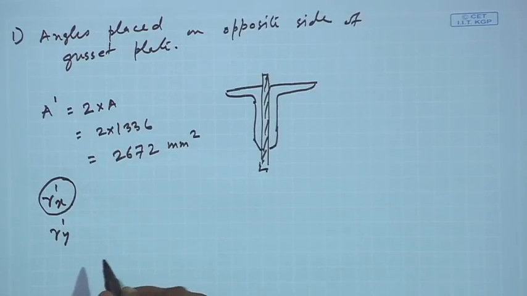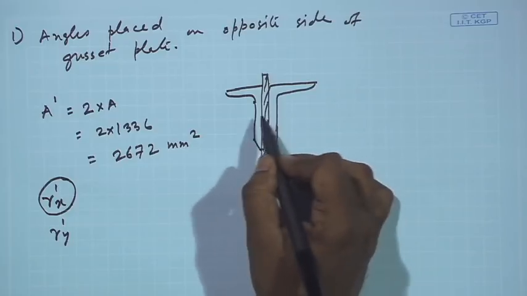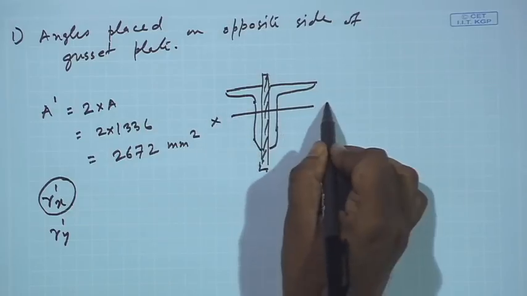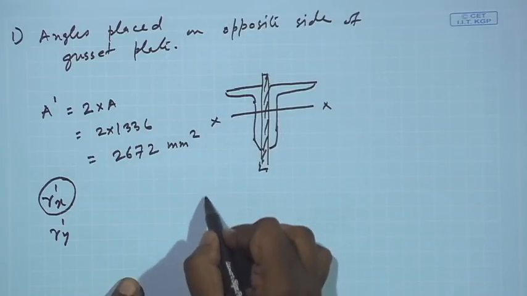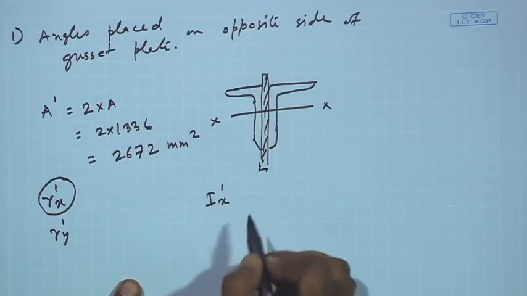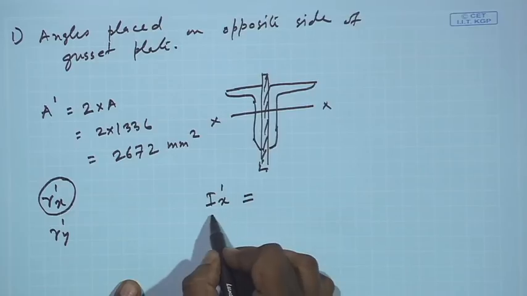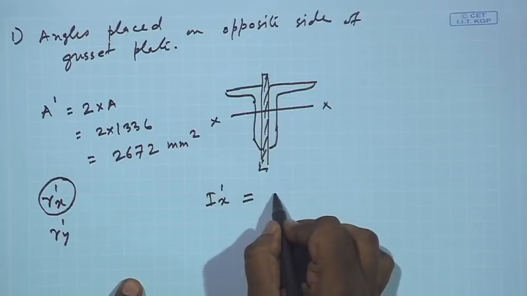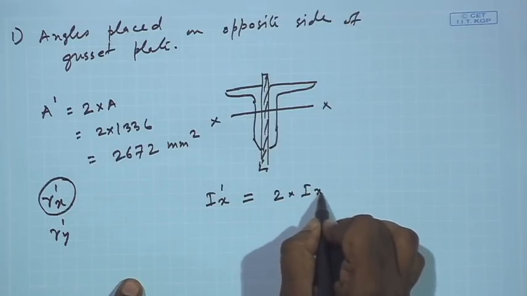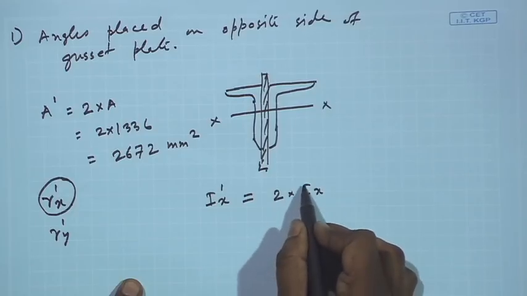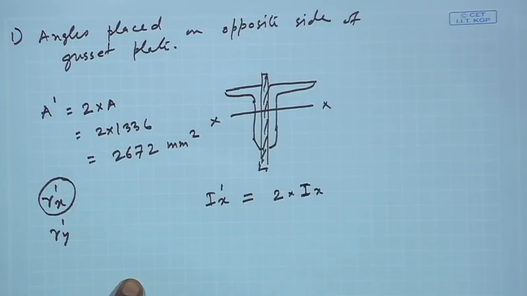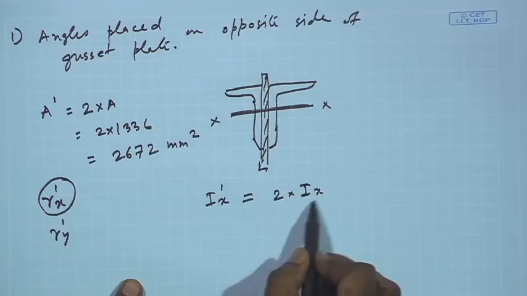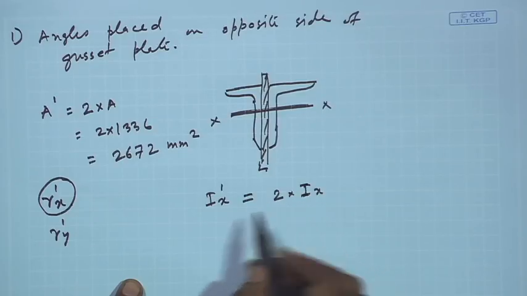R dash x, when we are going to find out that, we can find out in this direction, this is x x. So, to find out r dash x, first I have to find out I x dash, that means moment of inertia about x x direction of the combined section. So, that will be 2 into I x, means 2 into moment of inertia of the individual section, because I x will be at the same CG distance, it will buckle. So, I x will be same.